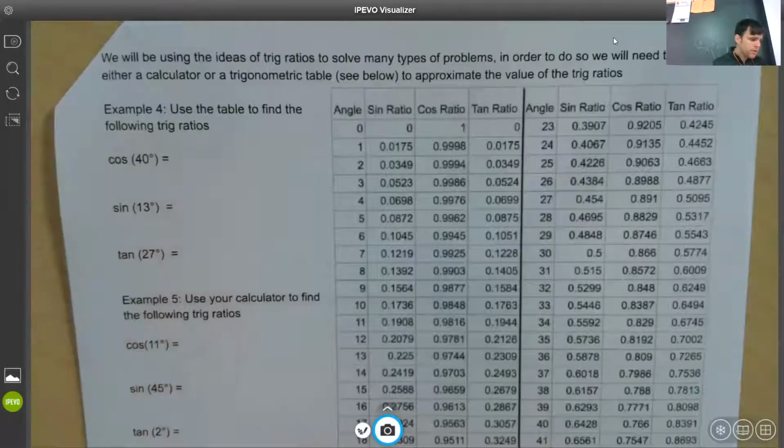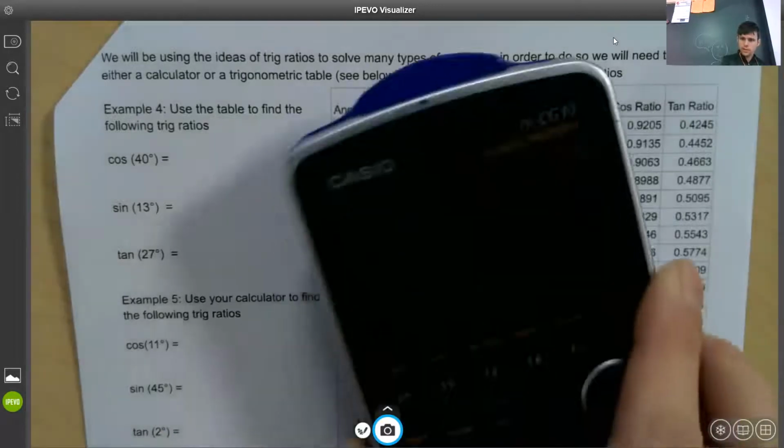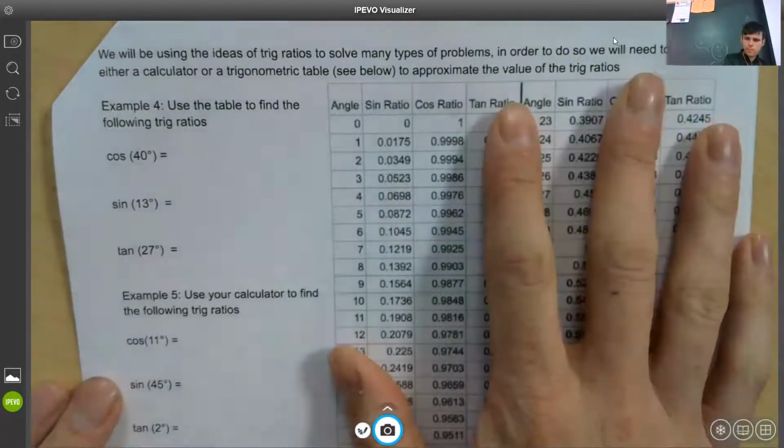All right, welcome to part 3 here, 8.2 trigonometric ratios. In this part, we're going to be talking about actually evaluating the trig ratios and getting some decimal approximations. We're going to use these trig ratios and these decimal approximations to solve all kinds of problems involving right triangles. So we're going to need either a calculator or a table.